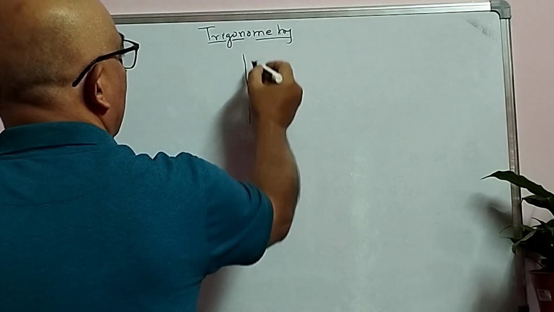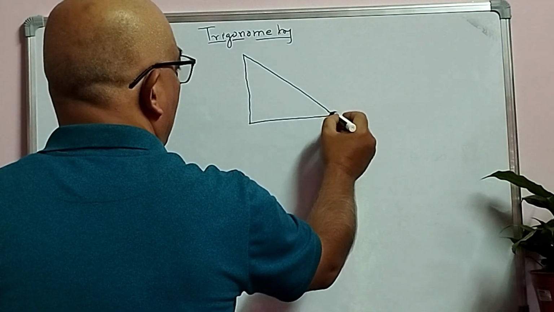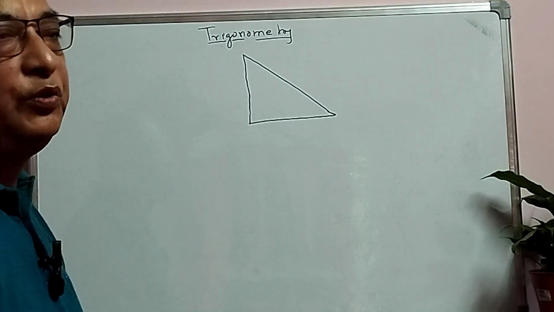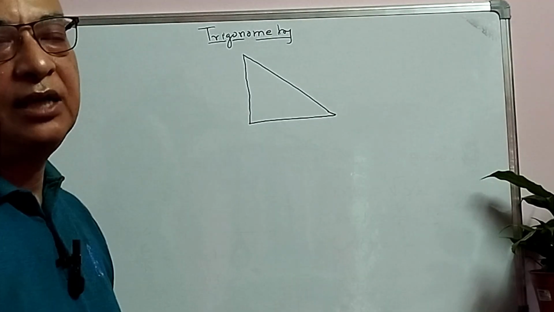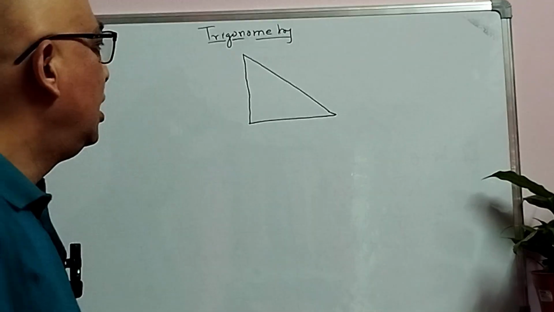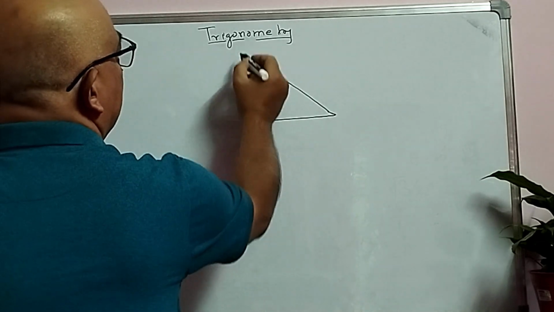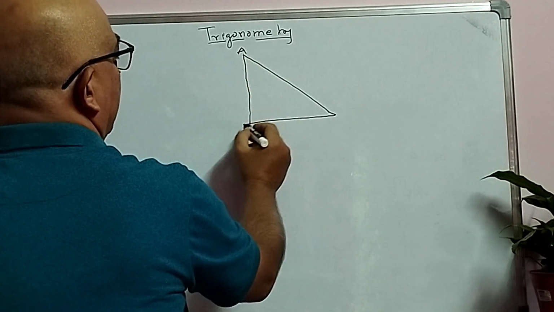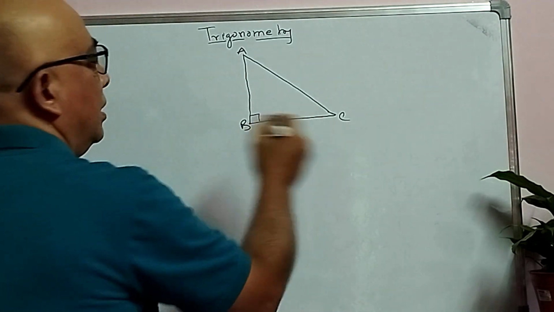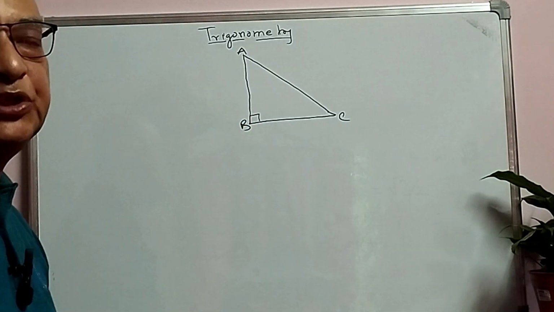Let's draw a right-angled triangle. We should understand, in trigonometry, we study about the right-angled triangle, not other angled triangles. Only the right-angled triangles in trigonometry. So let's write ABC, and suppose ABC is a right-angled triangle, ABC being its vertices.